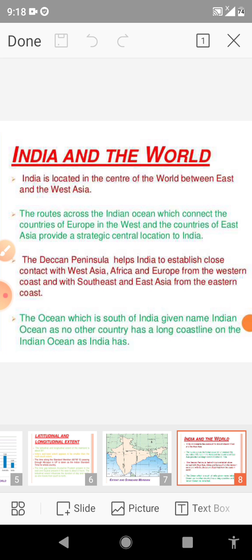The ocean which is south of India is given the name Indian Ocean, as no other country has a long coastline on the Indian Ocean as our country has.